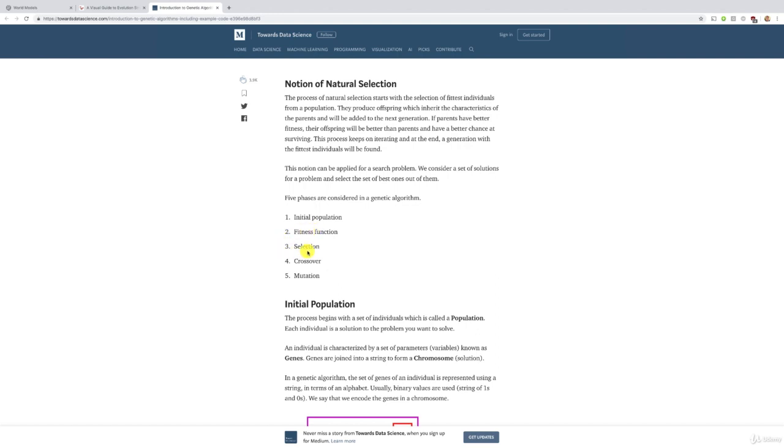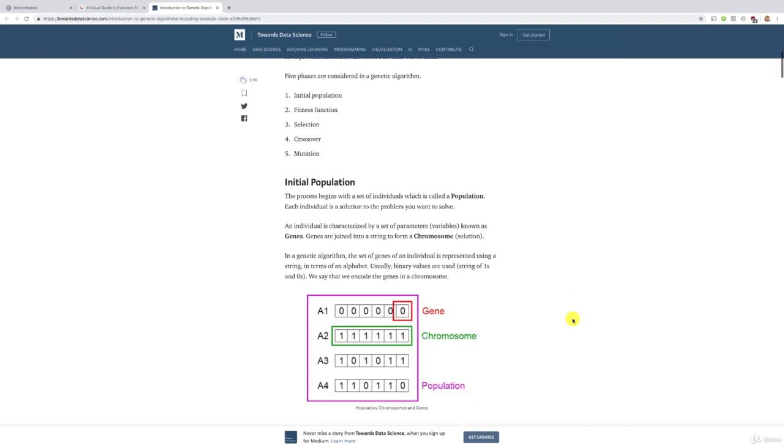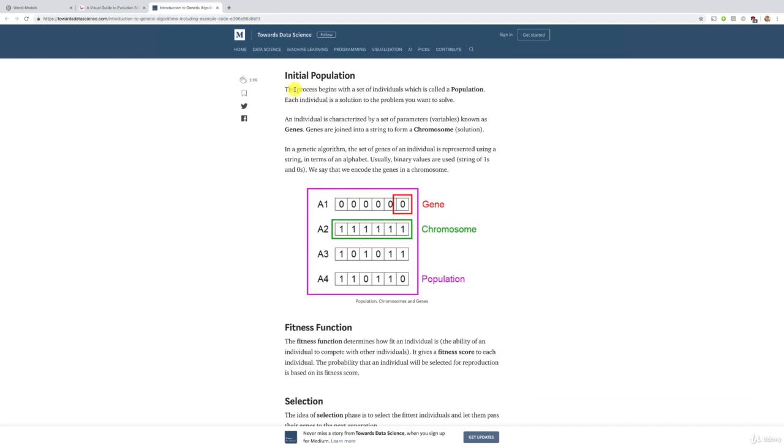You're going to select the best performing solutions, which are going to be the offspring. And then from the offspring, you're going to do that recombination called crossover. We're going to see that right away. And then another recombination, mutation. So let's start with the first phase, initial population.